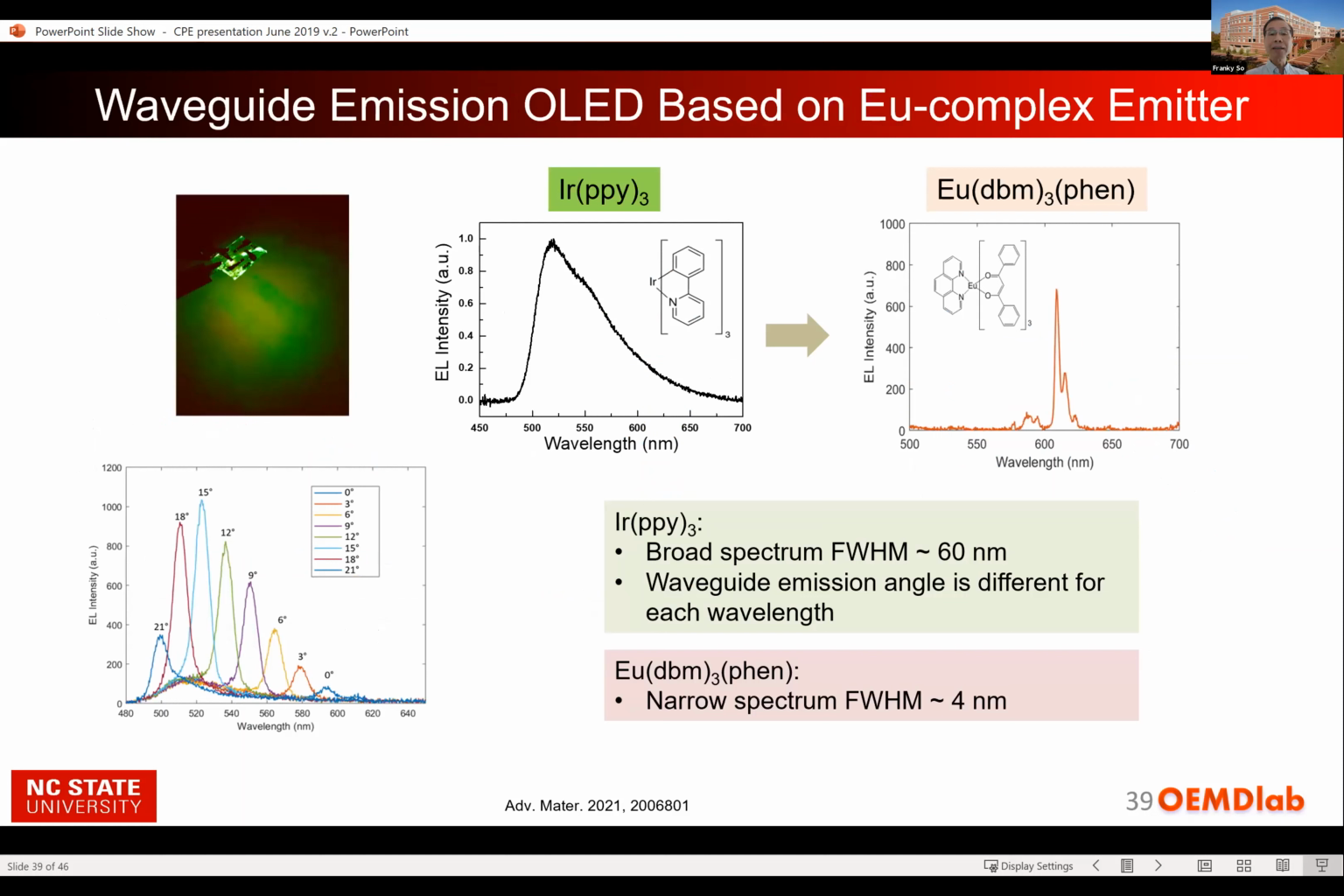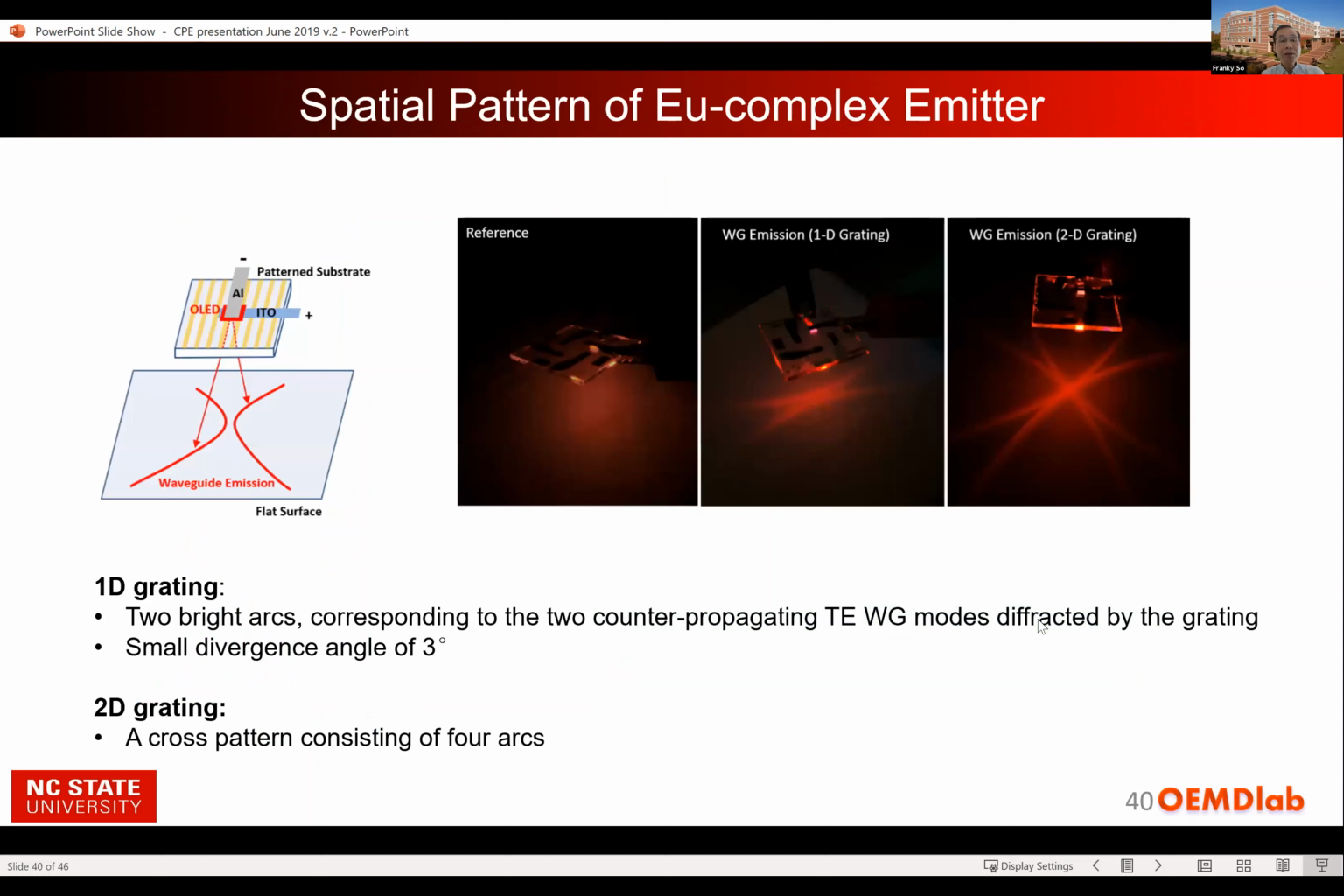So we said, let's try another device with a very narrow emission spectrum. The heavy metal europium complexes are known to give very narrow line emission, and this is the device that we fabricated. Compared to a typical phosphorescent spectrum, which has a full width half maximum of 60 nanometers, with the europium complex we can narrow it down to about 4 nanometers. This is the resulting device. You can see very nice, clear diffraction from the reference device. This is a 1D grating, and this is a 2D grating. The divergence of such a device is only 3 degrees.